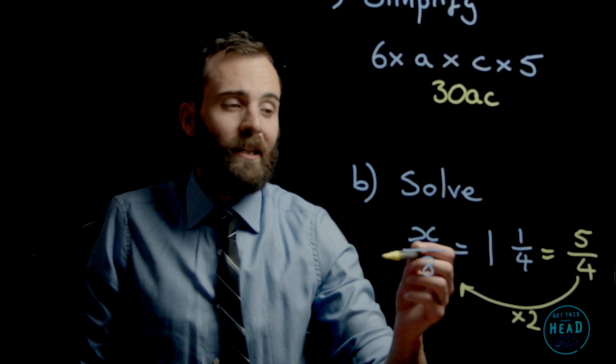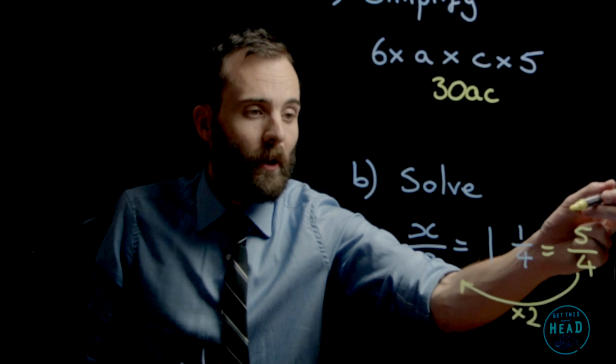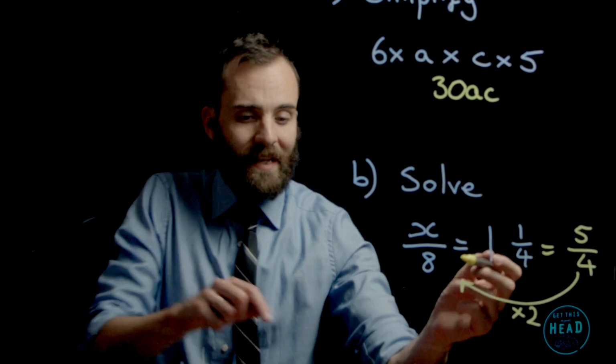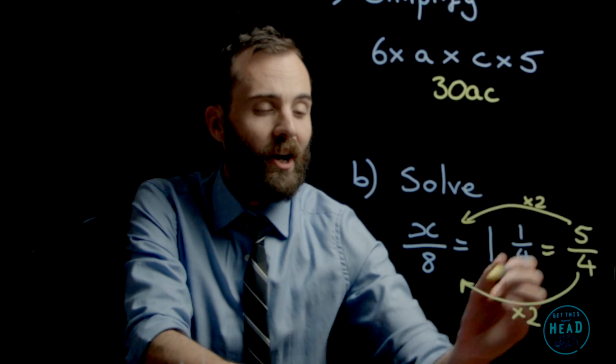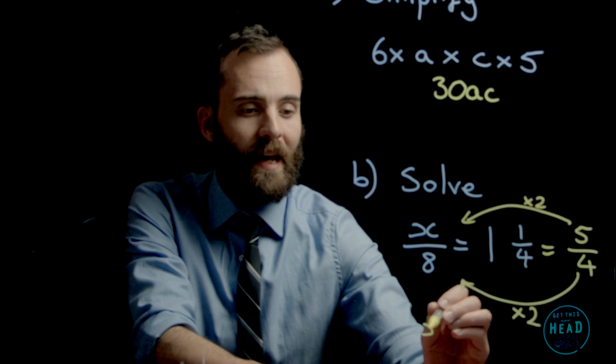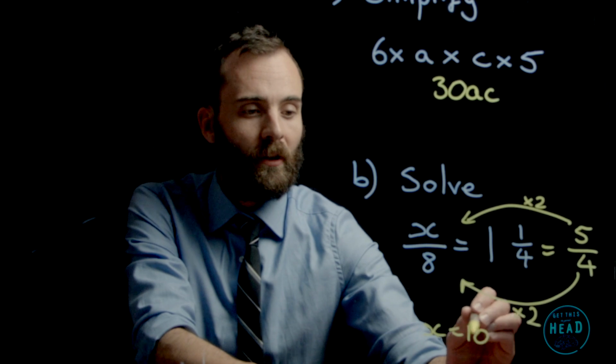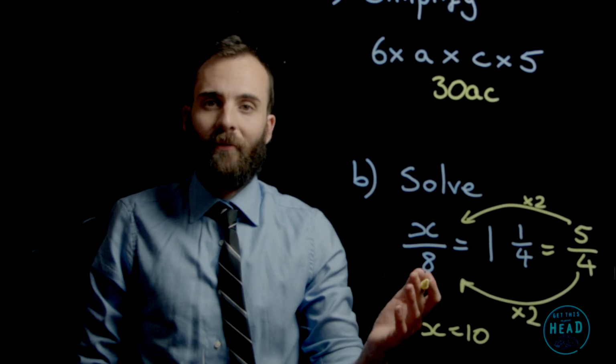I have to do exactly the same then with the numerator, the top number, in order to find out what x is. If I multiply by 2 here then, I get 10. Therefore, x must equal 10. Perfect. Another mark.